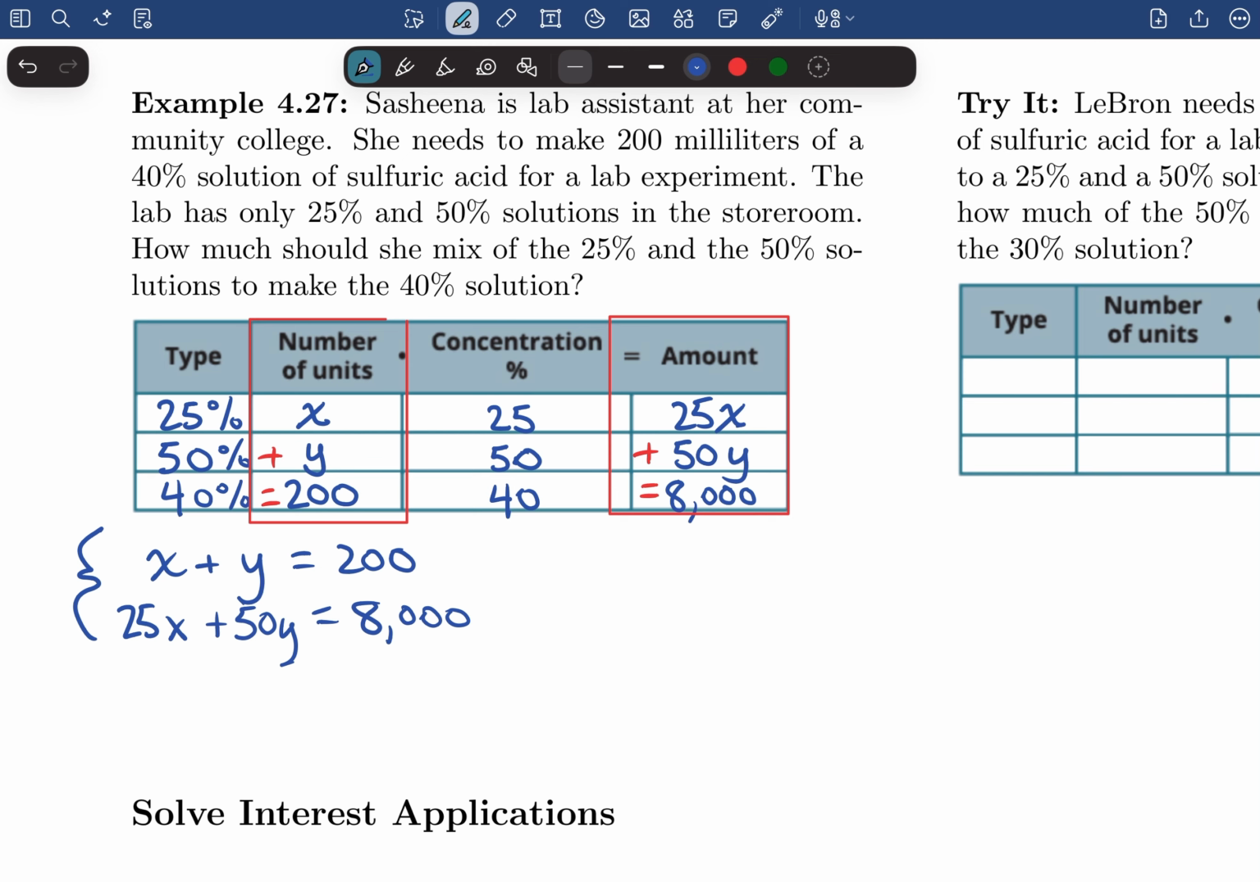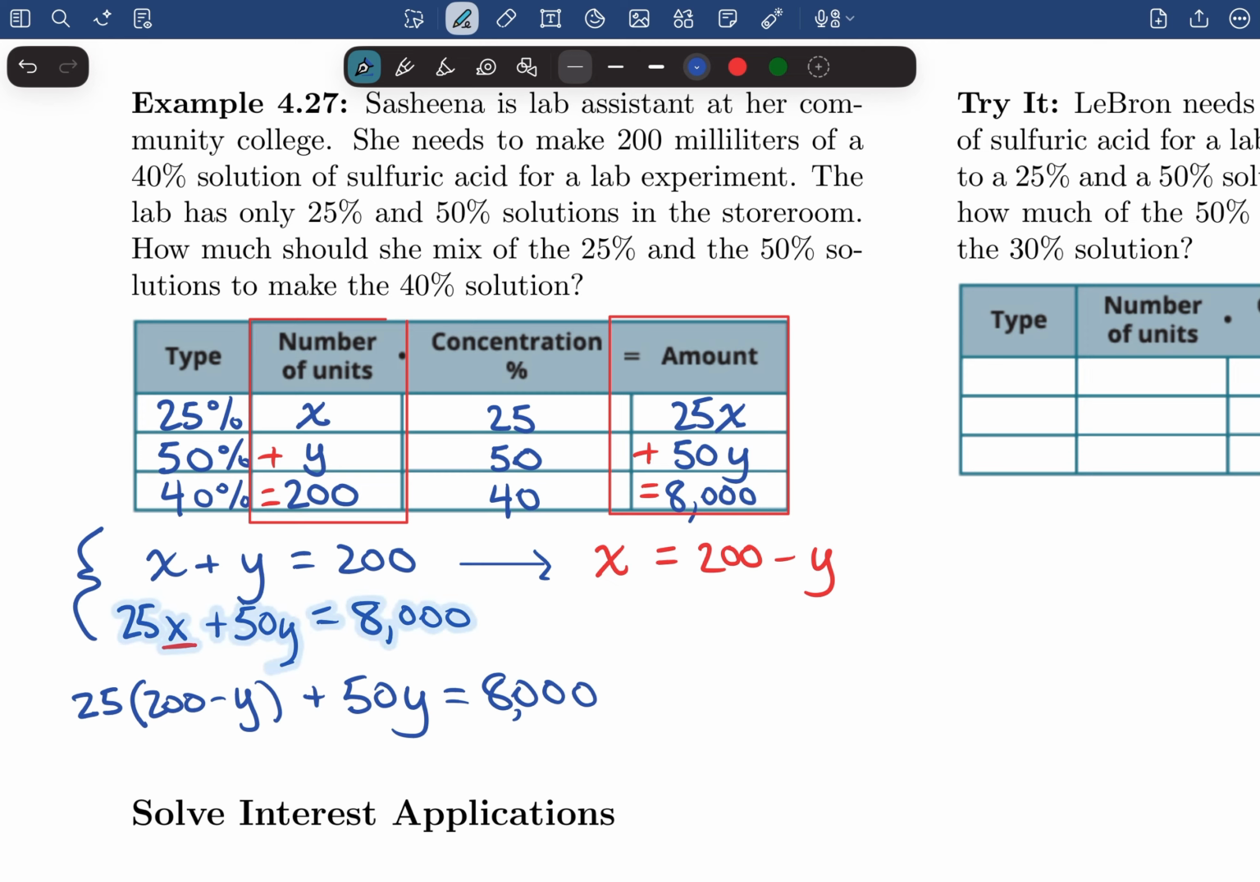And I can solve it by substitution or elimination. It doesn't matter. What I'll do for fun, I'll just decide, hey, let's do substitution this time. It's good to mix it up to practice both. And so I'm going to solve the top equation for x and say x equals 200 minus y. Okay, and then I'm going to go to the x variable in the second equation and substitute in 200 minus y for x. So it'll all look like this. I'm going to rewrite the second equation, 25 times 200 minus y plus 50y equals 8,000.